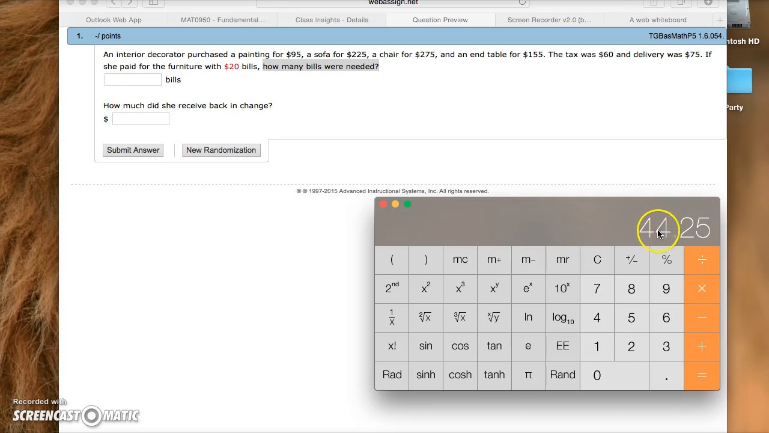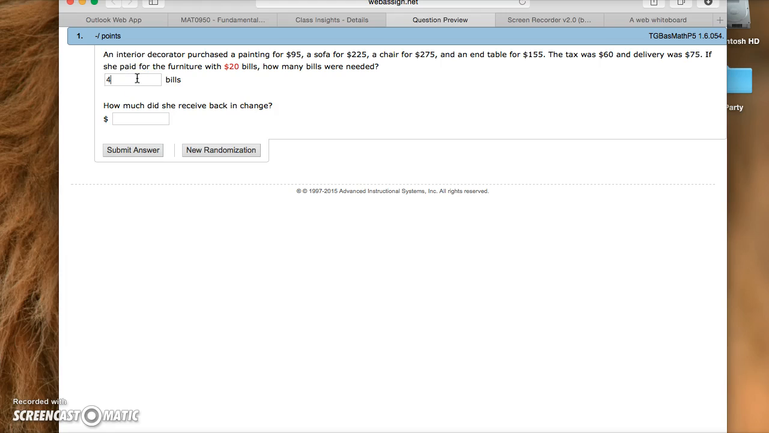So it would take 44.25 $20 bills. Now obviously we don't want to pull out a pair of scissors and cut a quarter of a $20 bill. We're just going to have to pay with 45 $20 bills. We will pay with 45 $20 bills. Let's bring the calculator back up.